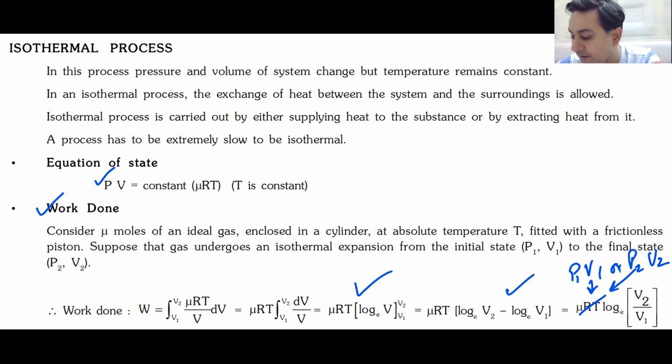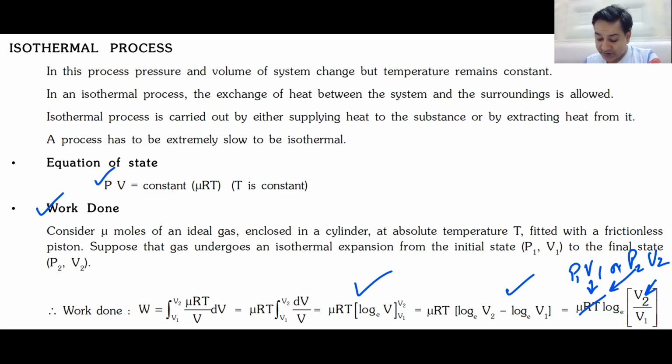Instead of writing it as nRT log V2 by V1, you can write it as P1 V1 or P2 V2, because P1 V1 or P2 V2 is also equal to nRT. Yes or no? Yes, sir. Instead of writing it as V2 by V1, you can write it as P1 by P2. So there are different ways in which you can write this.